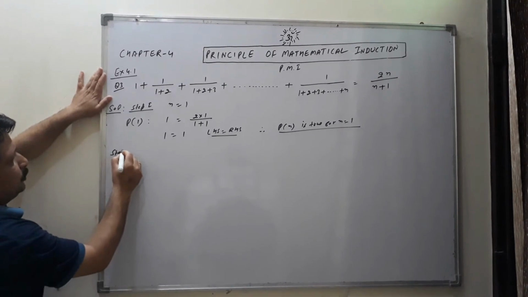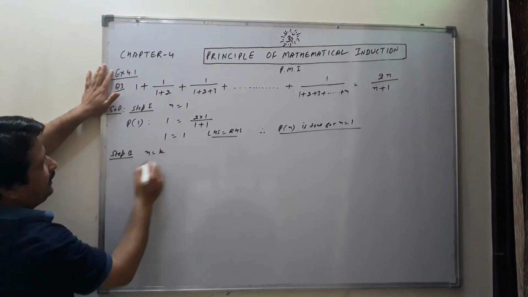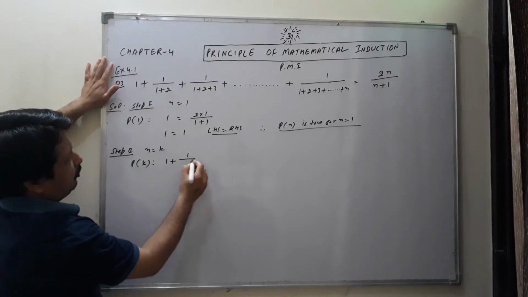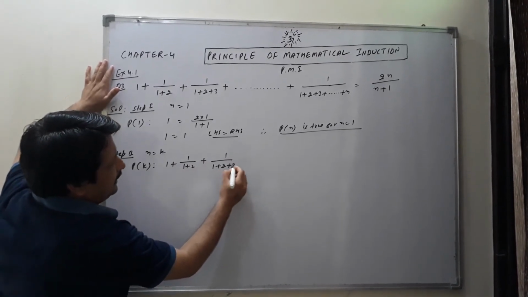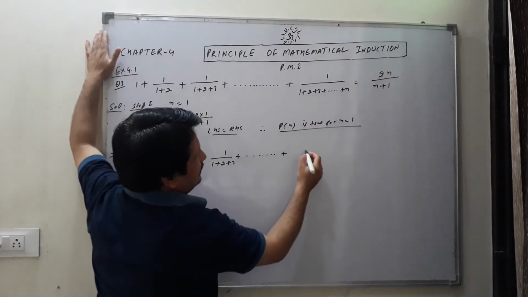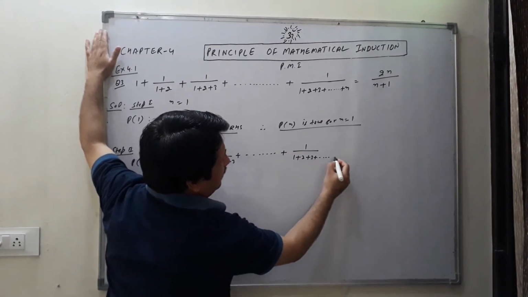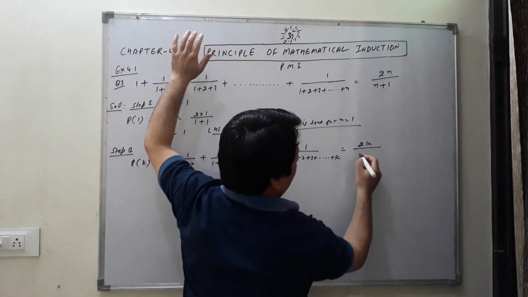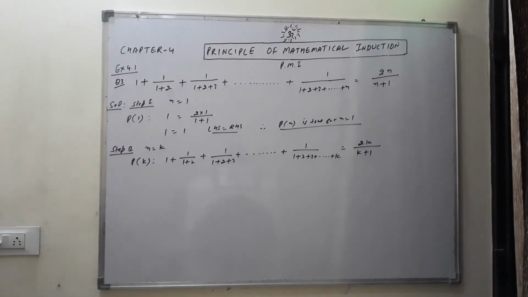Come to step number 2. n is equal to k. So P of k, that is 1 plus 1 over 1 plus 2 plus 1 over 1 plus 2 plus 3 plus so on. At the place of n we will write k. This is equal to 2k upon k plus 1. So this is our step number 2, students.